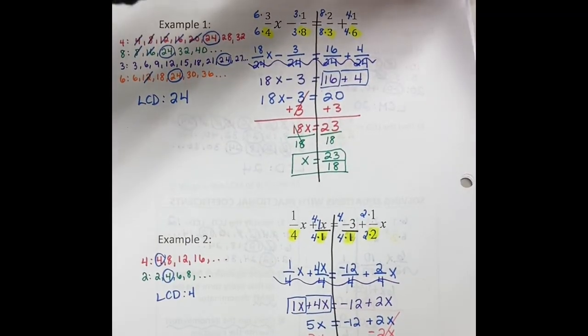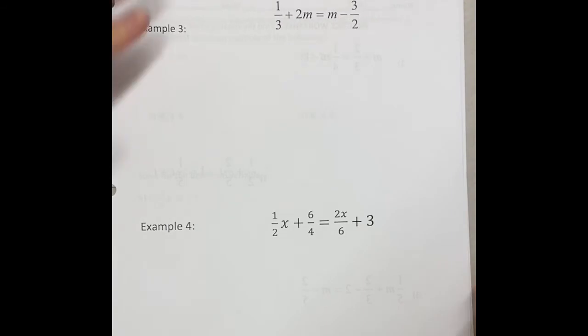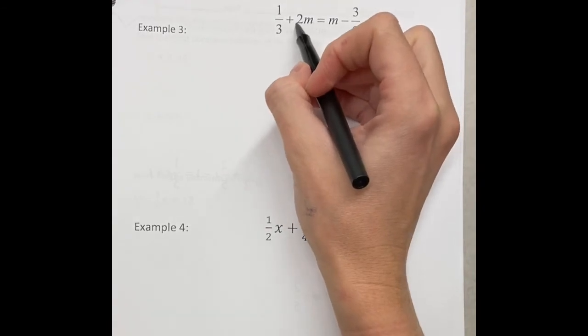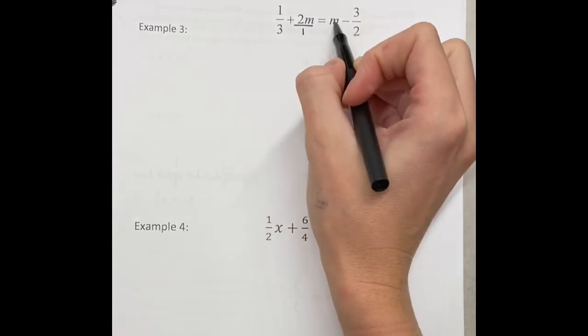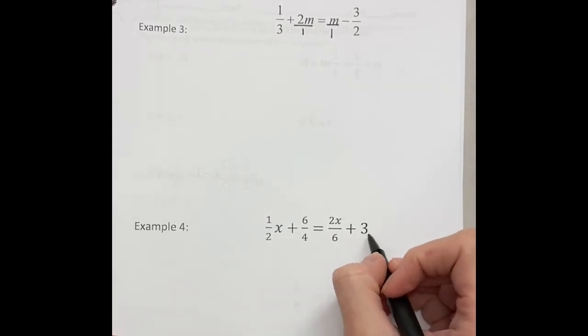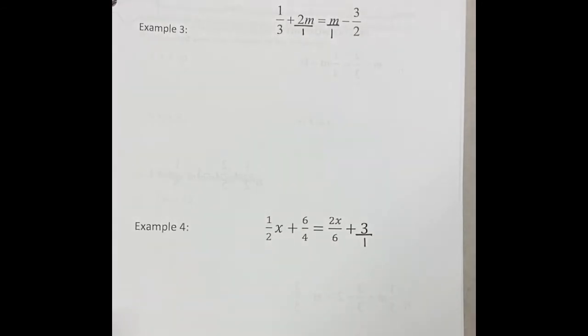All right, so now I'd like you to try examples 3 and 4 on your own and come back to check your answers. But I'd like you to remember that 2m is really over 1, and m is really over 1. And then on example 4, the 3 is really over a 1 as well. So take a second, pause this video, and try to do that.